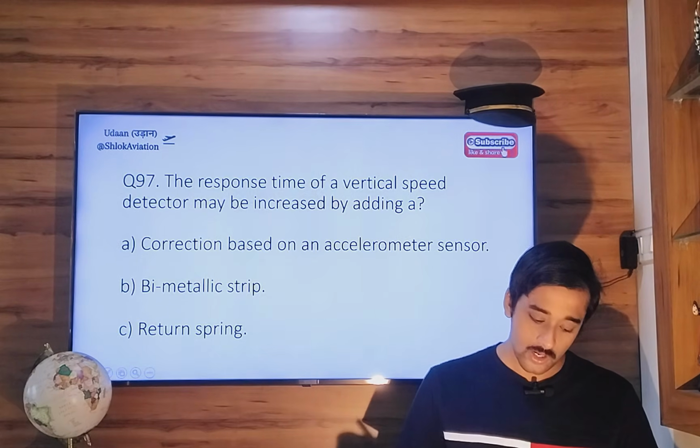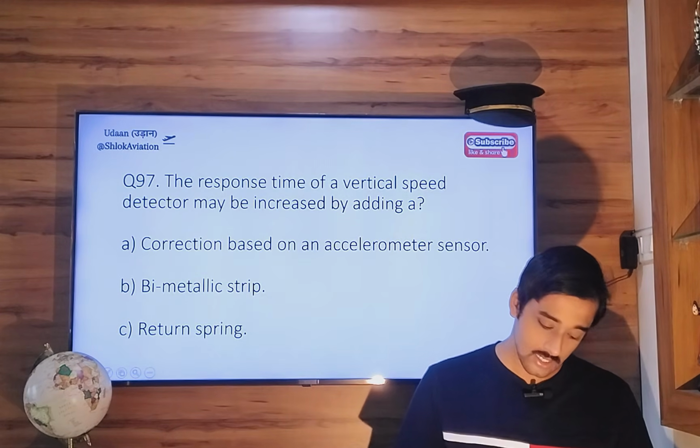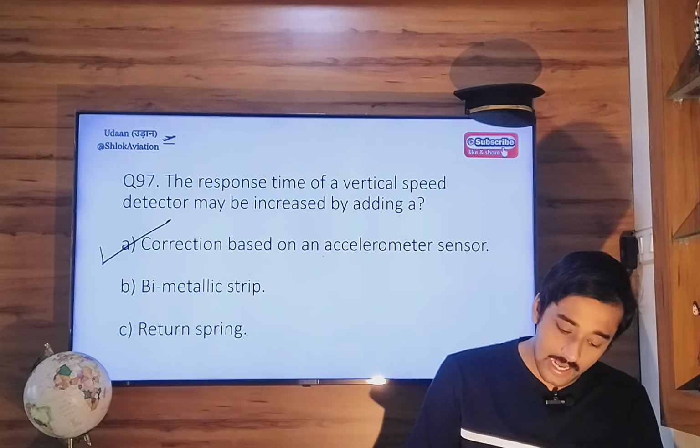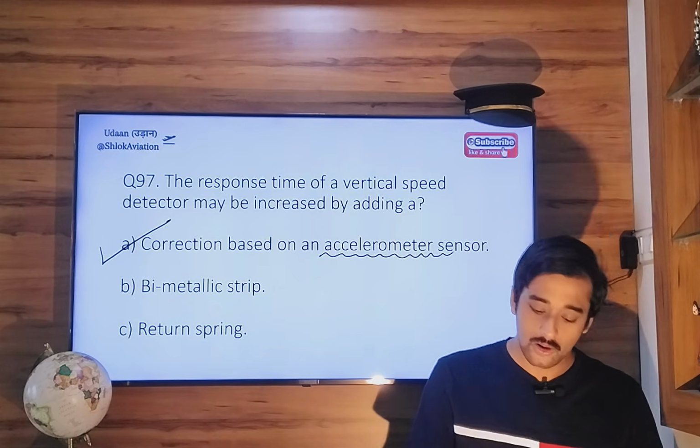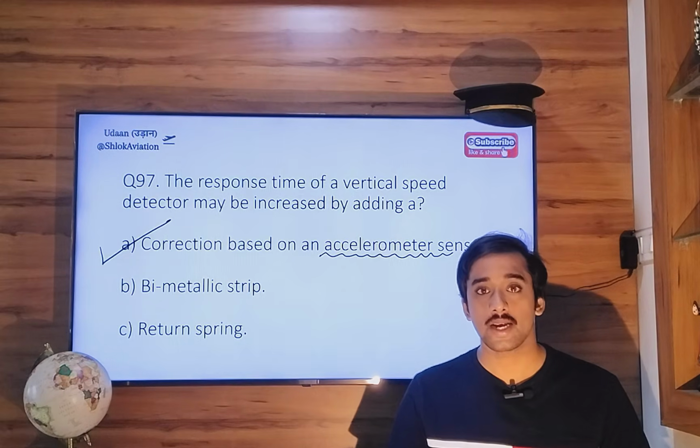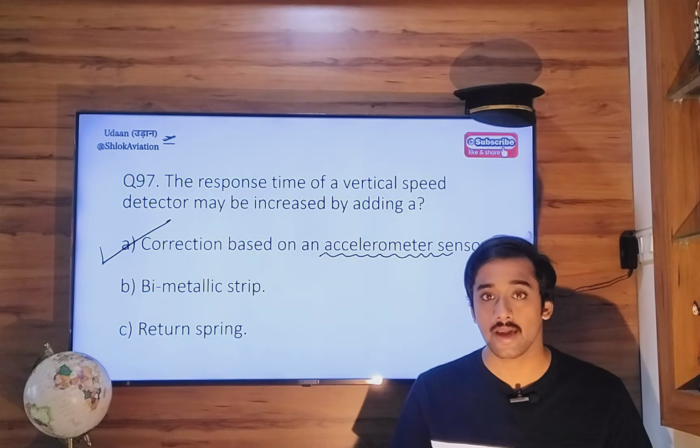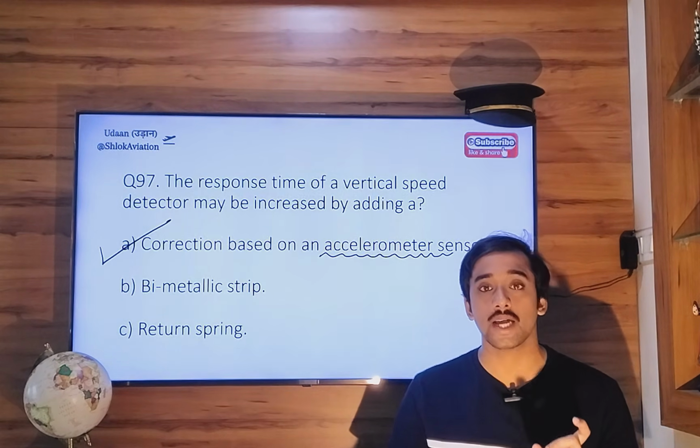Remember, the response time of the vertical speed detector may be increased by adding a correction based on an accelerometer sensor. Our VSI, vertical speed indicator, suffers from VSI lag. This VSI lag is nothing but a time error.